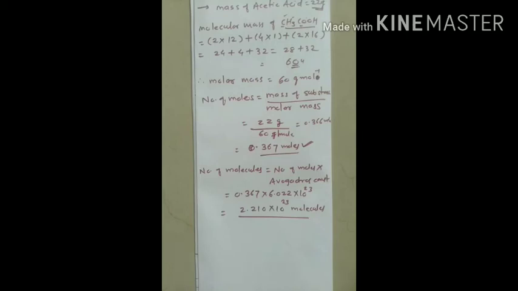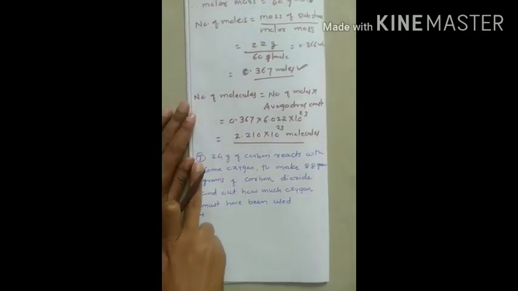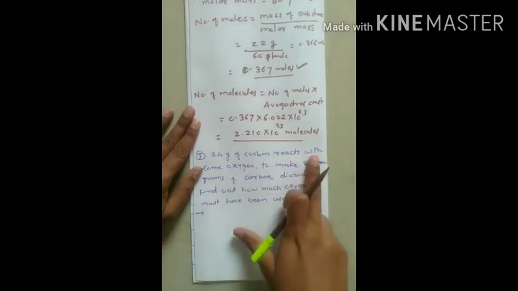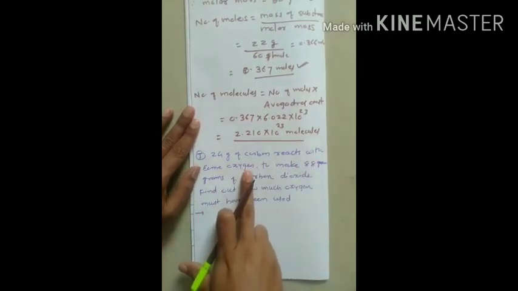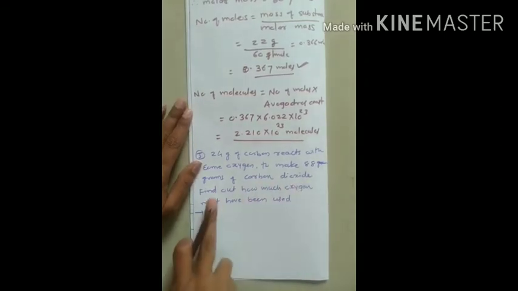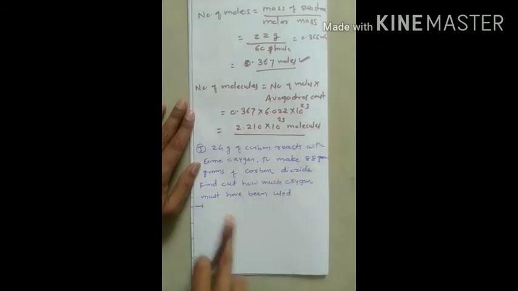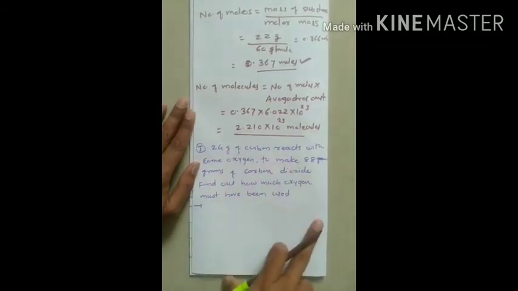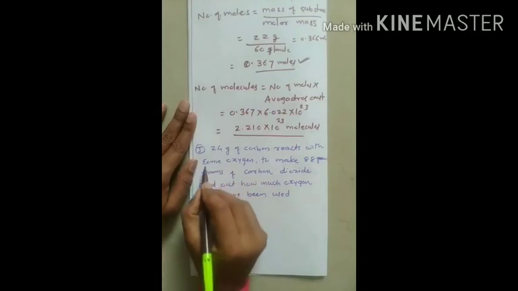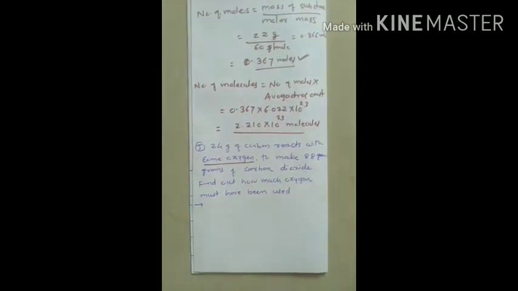Question number J. Okay, so the next question is question number J, and the question is like this: 22 gram of carbon reacts with some oxygen to make 88 grams of carbon dioxide. We have to find out how much oxygen must have been used, which means we have to find out the total amount of oxygen used in this reaction. So here, some oxygen means we have to find the quantity of oxygen, isn't it?